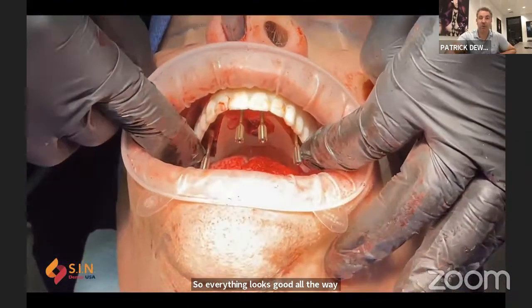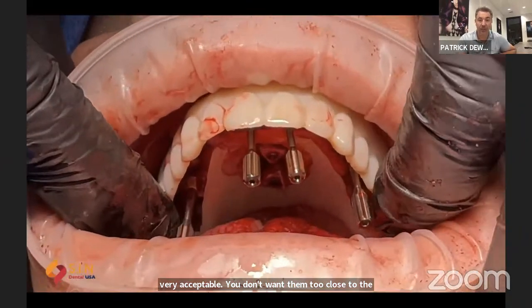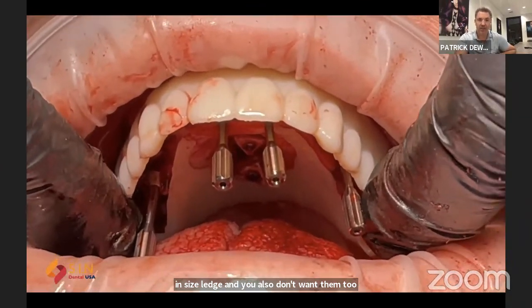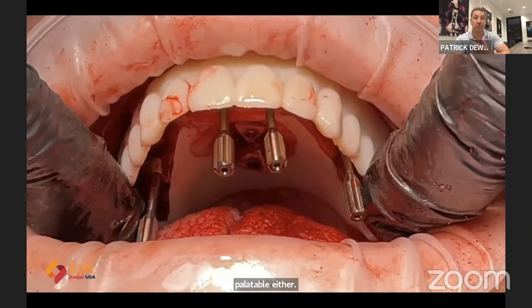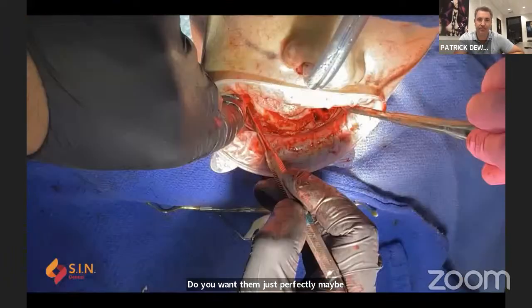This is very acceptable. You don't want them too close to the incisal edge, and you also don't want them too palatal either. So it's important that you don't have a prosthesis that becomes too bulky and thick. You want them just perfectly, maybe 2 millimeters from the incisal edge.